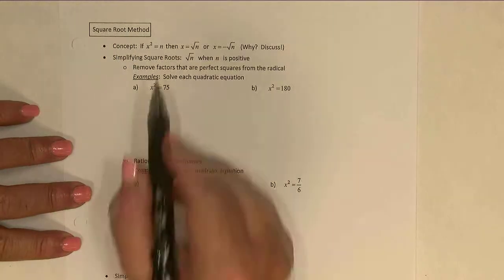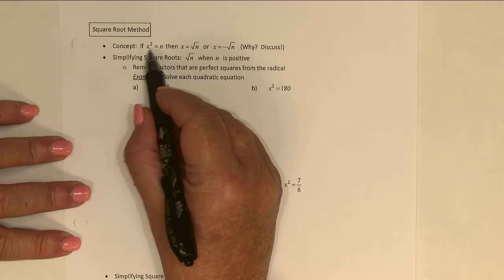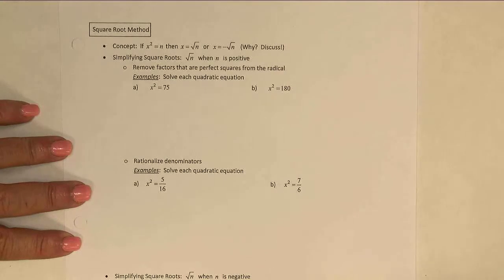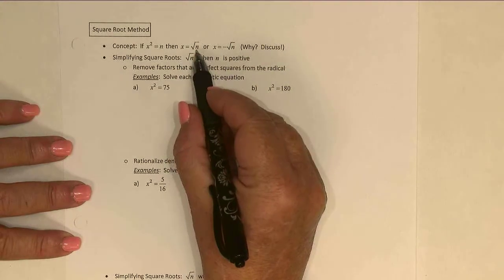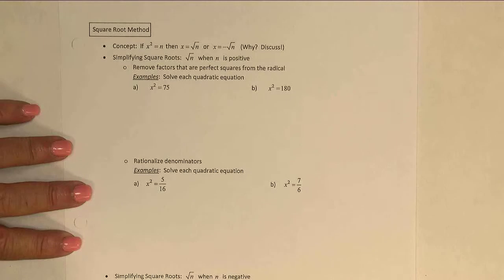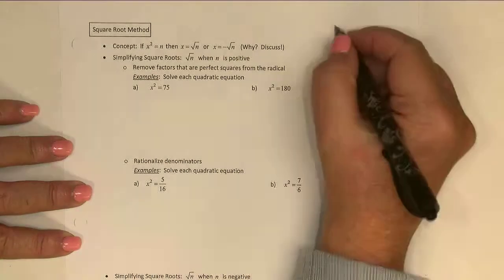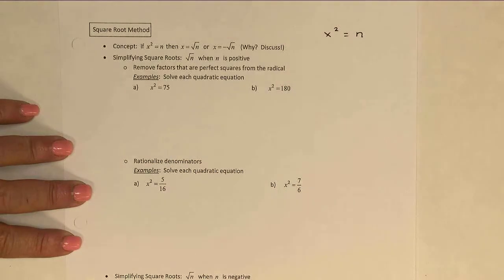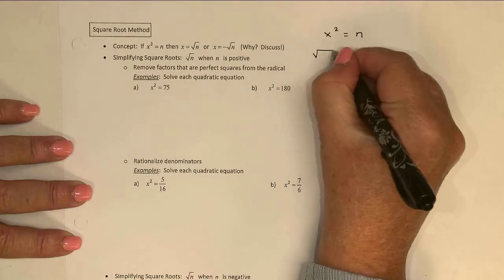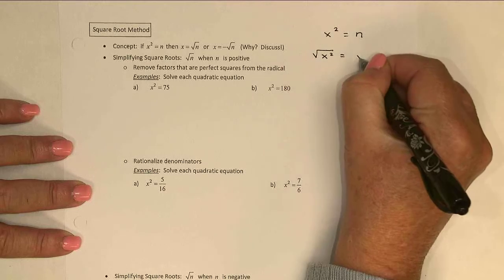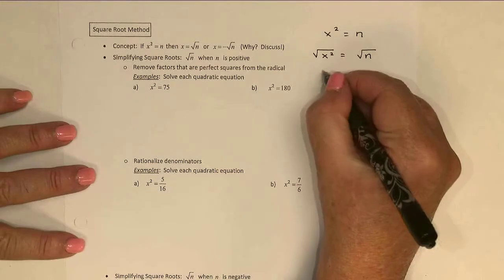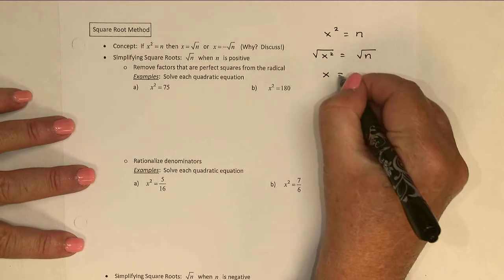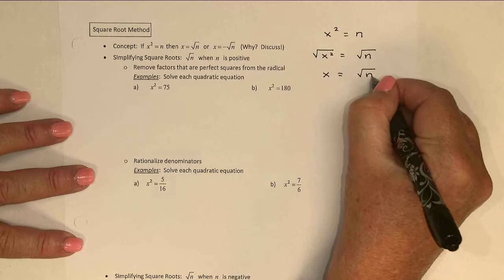The overall idea here is that if we know the square of some number is equal to n, then x itself must be plus or minus the square root of n. To think about that for just a moment, think about this x squared equals n again. All we're really doing is taking the square root on both sides of the equation. Right? You could do something to an equation as long as you do the same thing on both sides. Square root of x squared would be x. And on this side, I would get the square root of n.